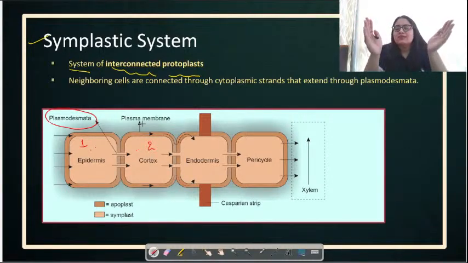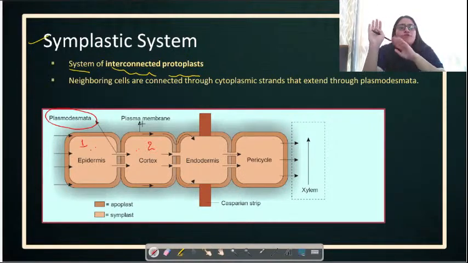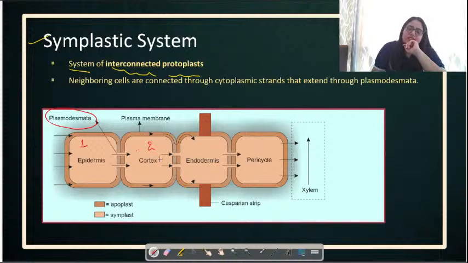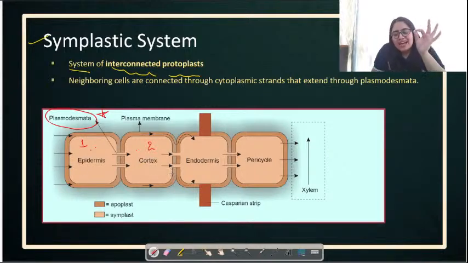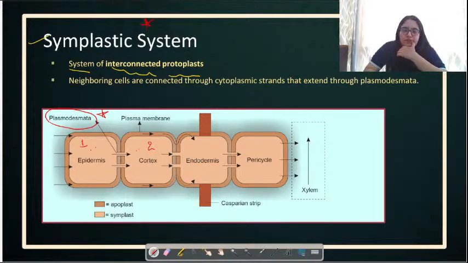So what is the symplastic system? It is a system of interconnected protoplasts where the protoplasm of one cell is connected to another with the help of a strand of cytoplasm present in plasmodesmata. So these plasmodesmatal connections help to connect the protoplasm of adjacent cells and hence form a continuous system of symplastic pathway, right?